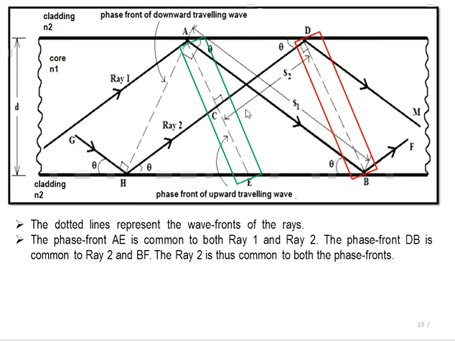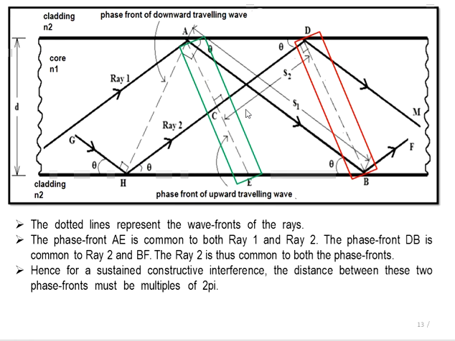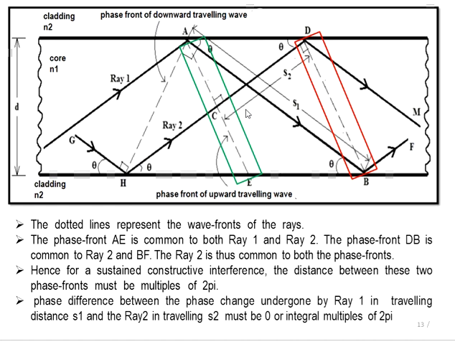So you can observe that ray 2 will have two wavefronts, one is AE and another is DB. If we consider the condition for constructive interference, the phase difference between these two should be a multiple of 2 pi. Or in other words, the total phase change occurring in traveling the distance s1 and the phase change occurring during traveling the distance s2 should be a multiple of 2 pi.